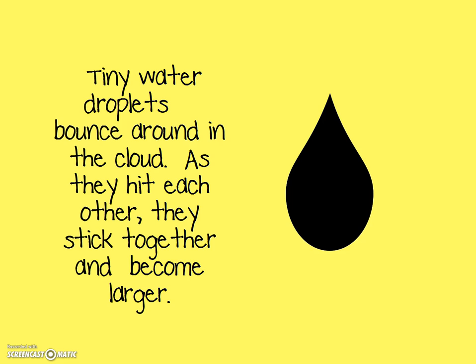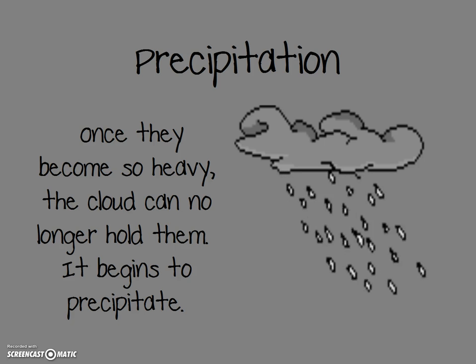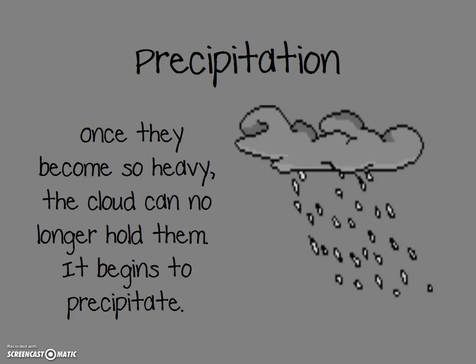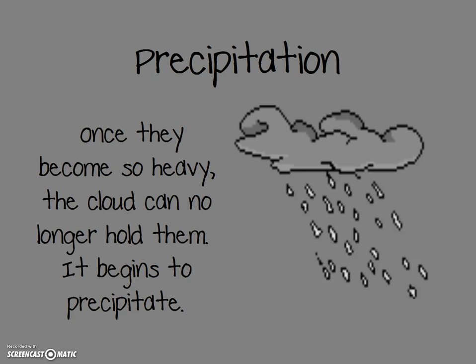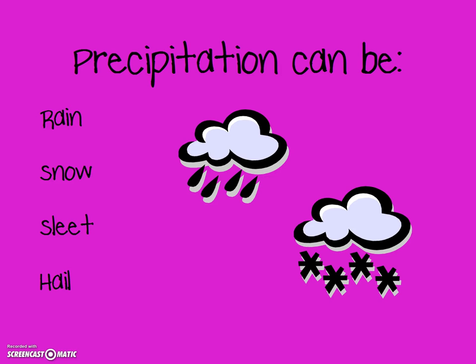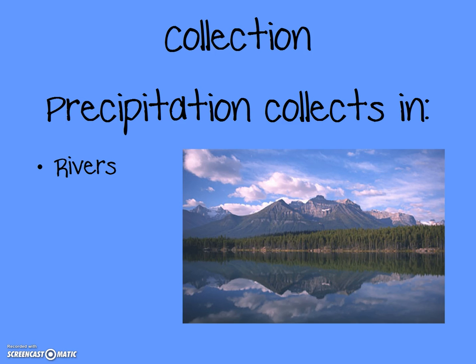So what do you think is going to happen next? You got all this water coming together, and it's getting heavier. Once they become so heavy, the cloud can no longer hold them, and then it's going to begin to precipitate and go through precipitation. Precipitation can be rain, snow, sleet, or hail. And once this precipitation falls, it can collect in rivers, lakes, oceans, big bodies of water. It's called collection.